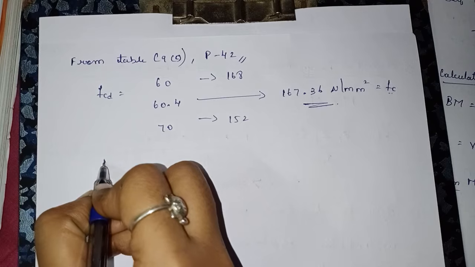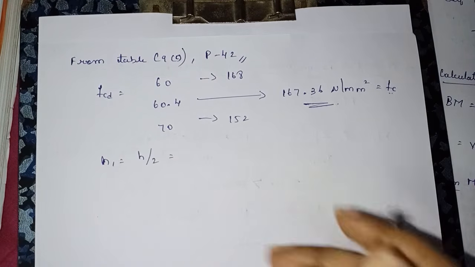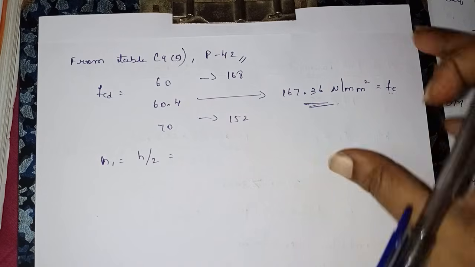Now we'll calculate what is n1. What is n1 here? H divided by 2. Why? Because the inclination is 45 degrees, right?